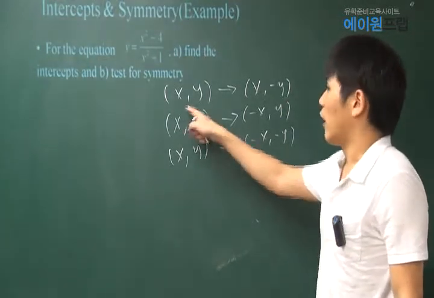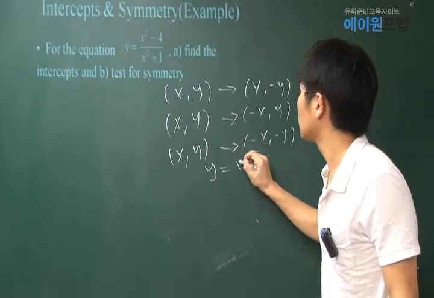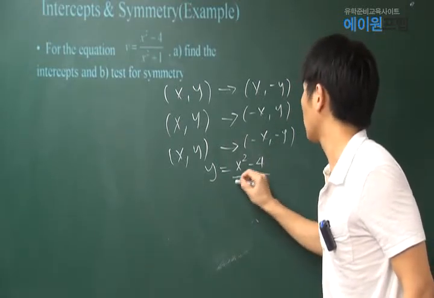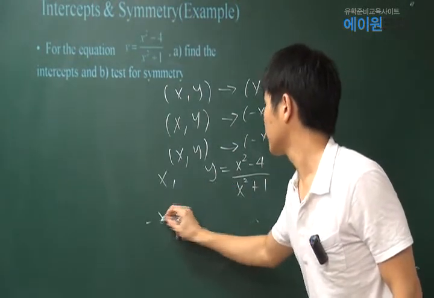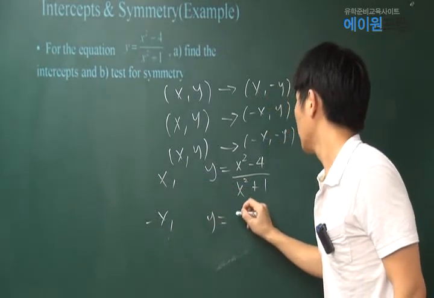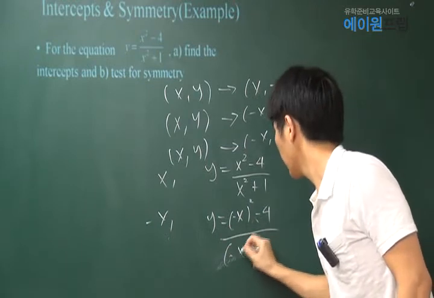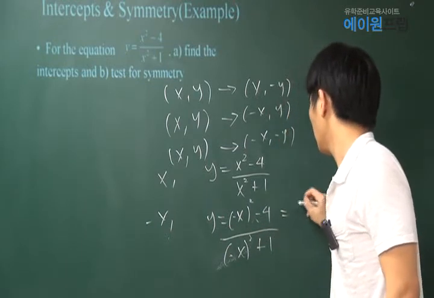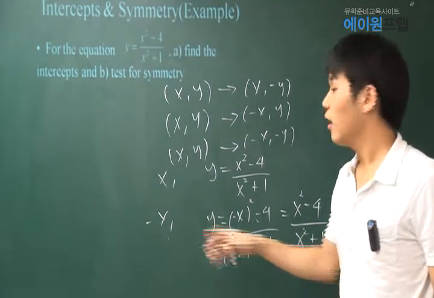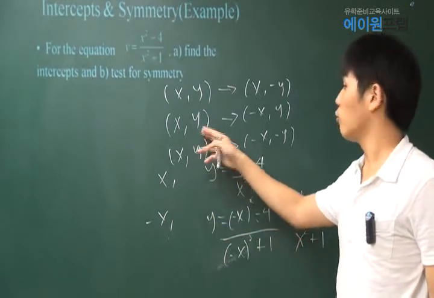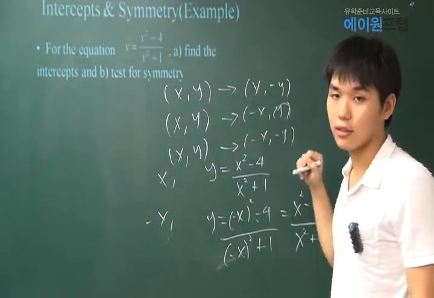So in this case, let's start off with x and y. That would simply be the exact equation. Inputting x would be y equals x squared minus 4 over x squared plus 1. Now inputting negative x, we would get y equals x squared minus 4 over negative x squared plus 1, which is equivalent to x squared minus 4 over x squared plus 1. So in fact, inputting x and negative x ended up with the same value of y, which means that this graph is symmetric about the y-axis.